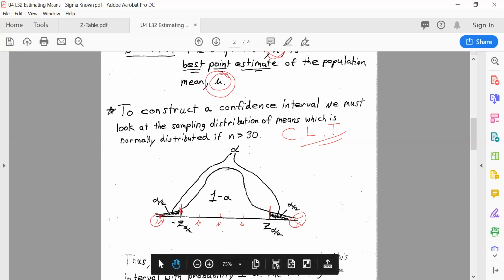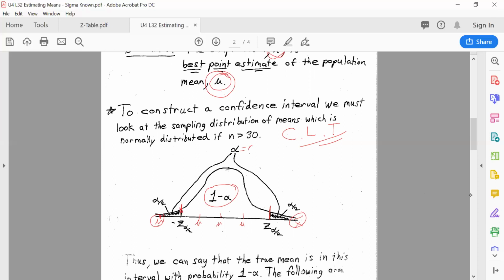What's the probability that it's somewhere in that center? 1 minus alpha. That fishy looking symbol is alpha. So if the probability that the population mean is somewhere in this big unshaded area is 1 minus alpha, then the probability that it is in either of these two shaded tails is alpha. Every normal curve is symmetrical, so I'm going to split alpha in half. Half of alpha, or alpha over 2, is on the right tail here, shaded, and alpha over 2 is in the left tail, shaded.